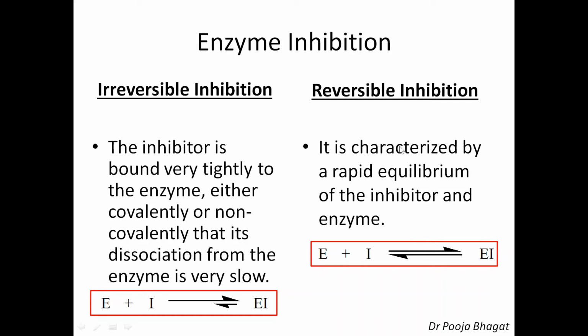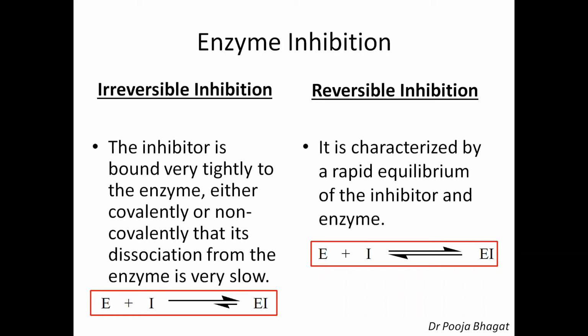While the reversible inhibition is that inhibition in which there is a rapid equilibrium between these two. That means enzyme reacts with inhibitor, or enzyme forms complex with inhibitor, the enzyme inhibitor complex, and this enzyme inhibitor complex dissociates to give enzyme and inhibitor. So there is a rapid equilibrium. So this inhibition is a reversible inhibition.